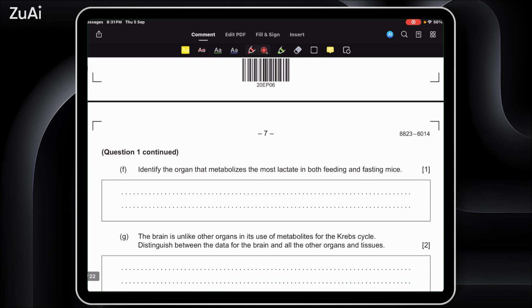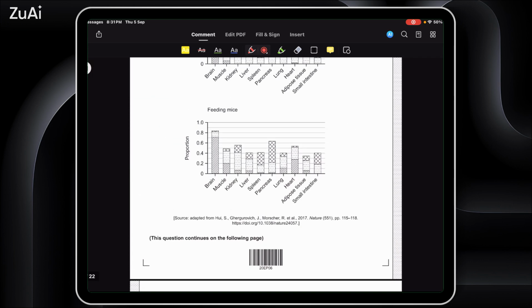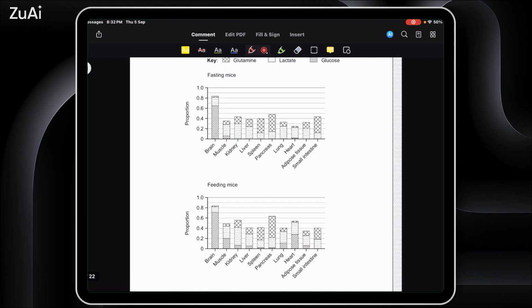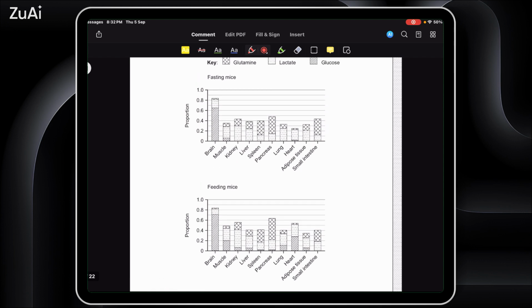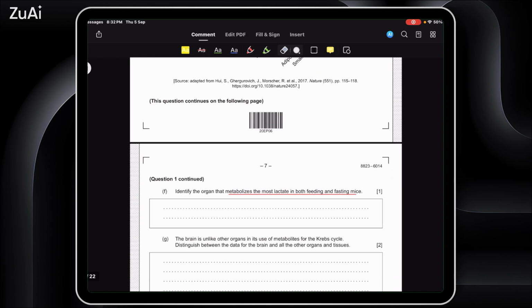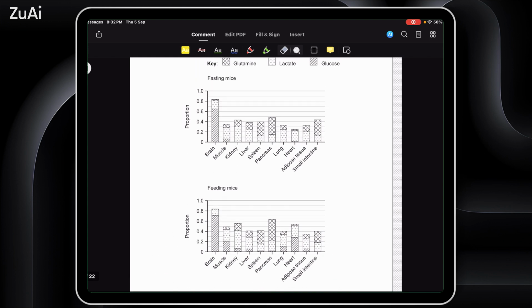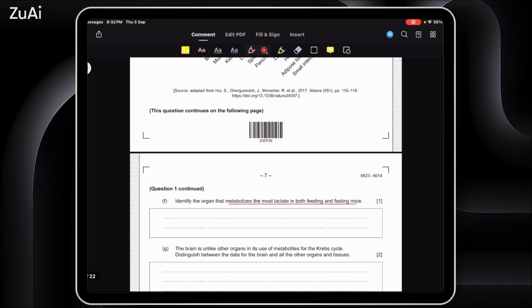Identify the organ that metabolizes the most lactate in both feeding and fasting mice. Most lactate. So look at the kidney. So the answer is kidney.